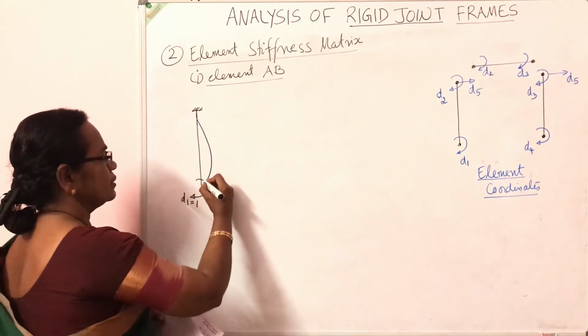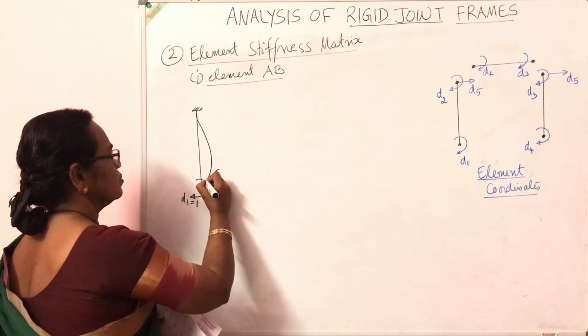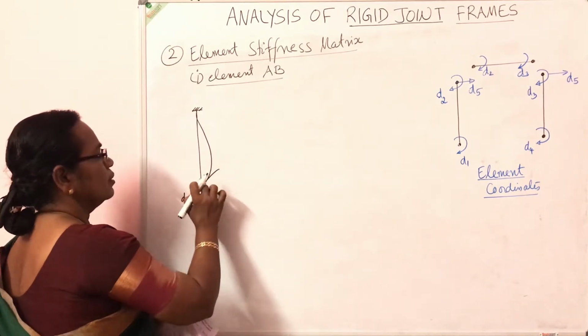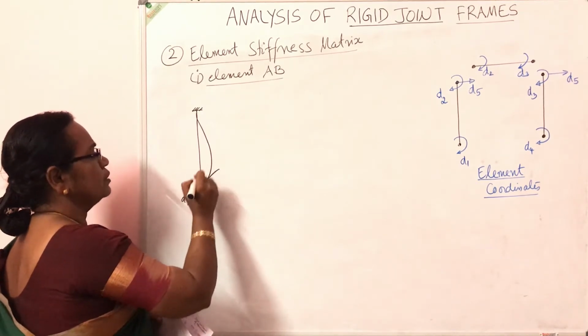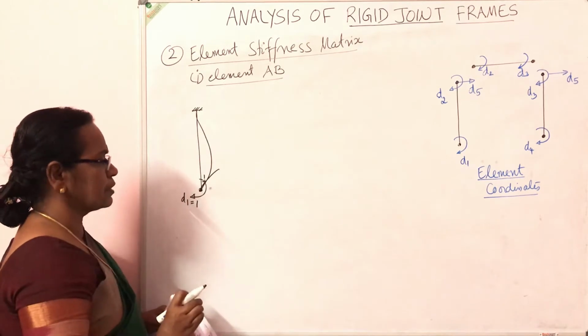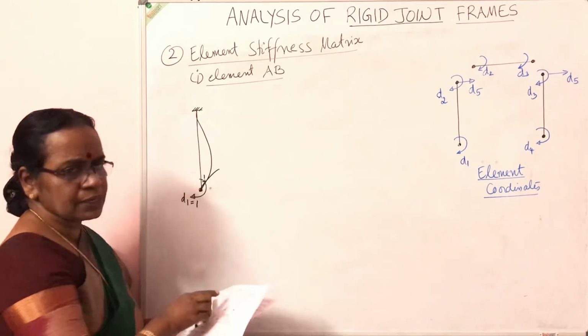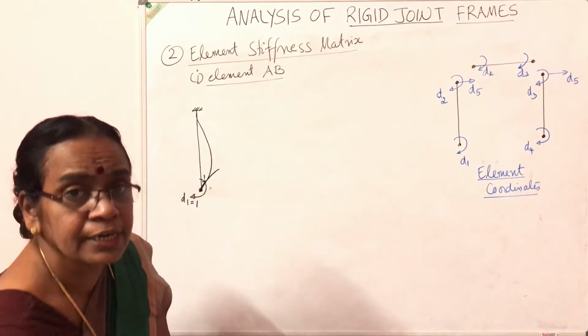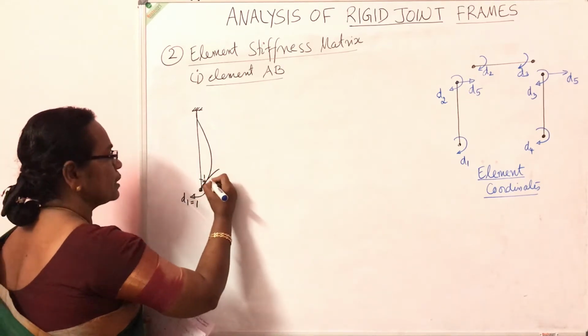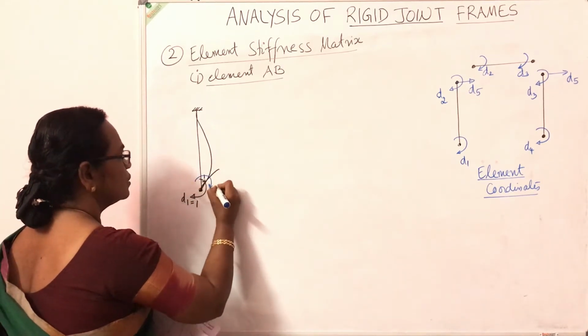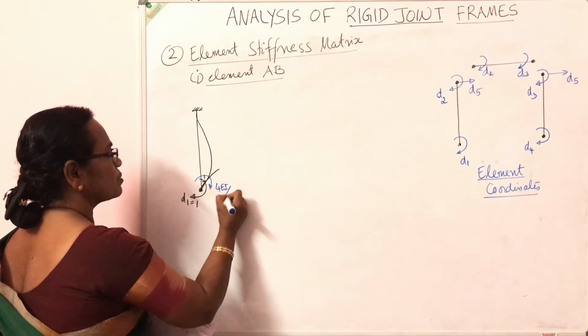So it will bend like this. So this is equal to 1. You give unit displacement at this point. At that time, arrest the other displacements. So by giving unit displacement here, what is the moment from there? We have studied earlier. By giving unit displacement here, the moment at this point is 4EI by L clockwise moment.